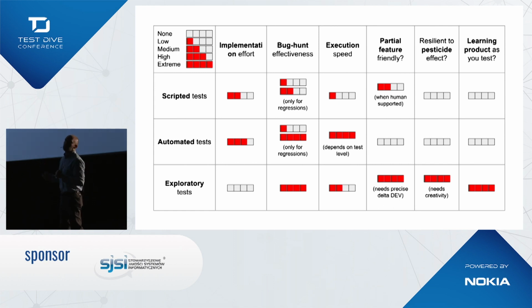Let's take a look at execution speed. Of course, automated tests are the fastest. We don't have to care about this. Of course, it depends on the test level, because somebody can say, yeah, Robert, you can find things which can be tested very, very slowly for some systems. I agree. But generally, they are fast.